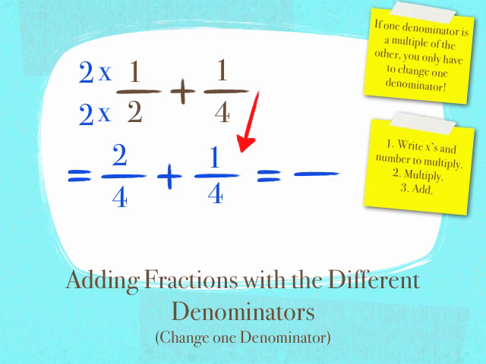Now all we have to do is add 2/4 plus 1/4. That's pretty easy. We just add the tops and keep the denominators the same. And our answer is 3/4. Not too hard.